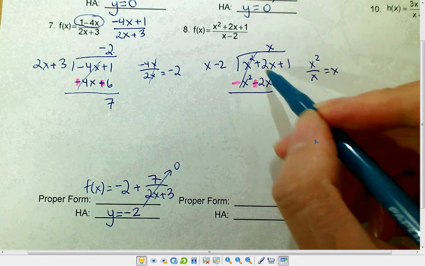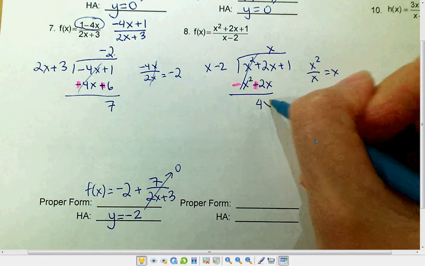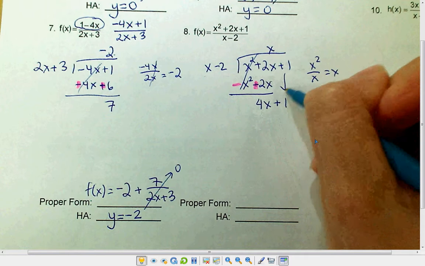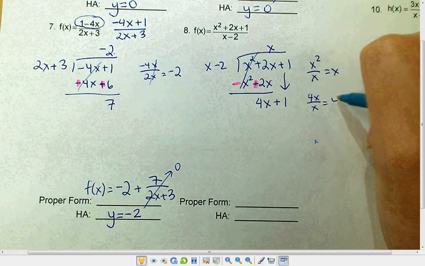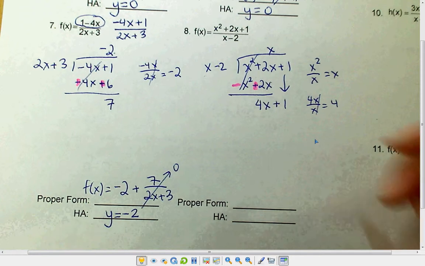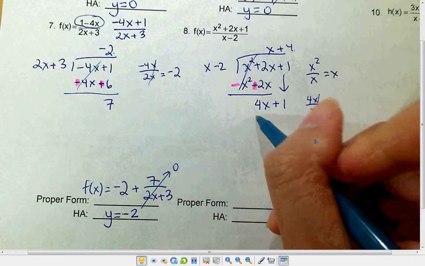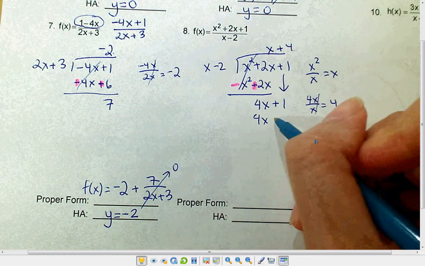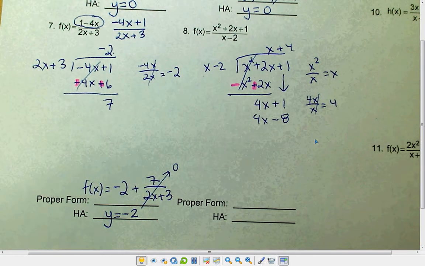These two cancel out. This is positive 2 plus 2x. So this gives me 4x. Bring down the plus 1. Repeat. 4x divided by x gives me 4, because the x's cancel out. So I'm going to put plus 4 up here. Multiply 4 times x, 4x. 4 times negative 2, negative 8. Again, change the signs.